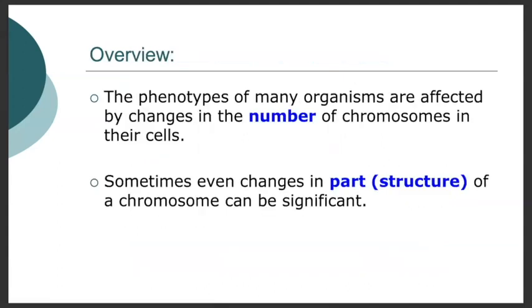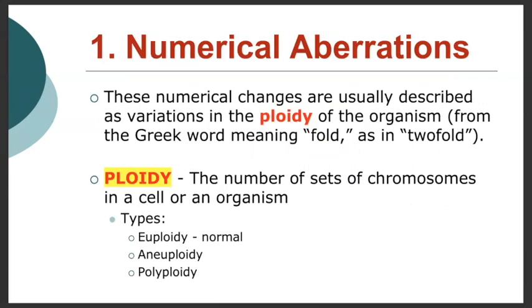The phenotypes of many organisms are affected by changes in the number of chromosomes in their cells, and sometimes even by changes in part or the structure of a chromosome, which can confer significance in terms of biological function. The first type of chromosomal aberration is the numerical aberration, meaning changes in the number of chromosomes. Remember, you should have only 46 chromosomes, no more, no less. These numerical changes are usually described as variation in the ploidy of an organism.